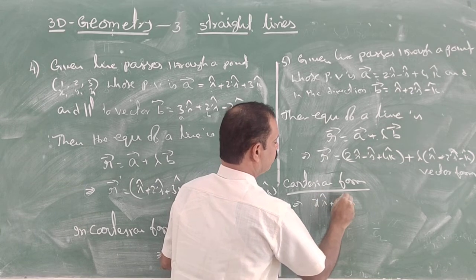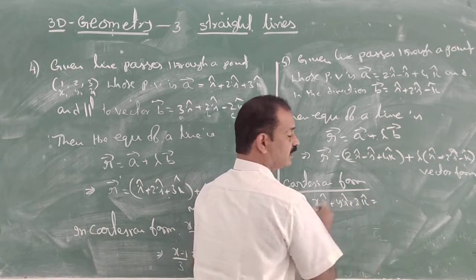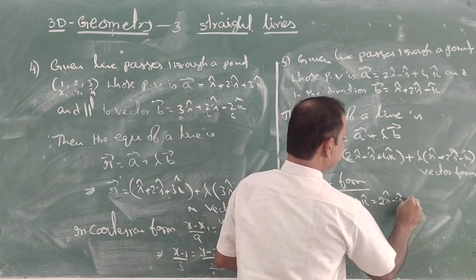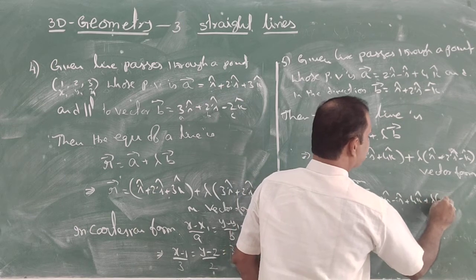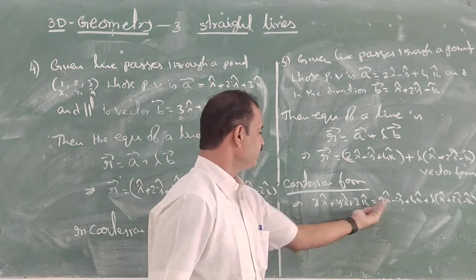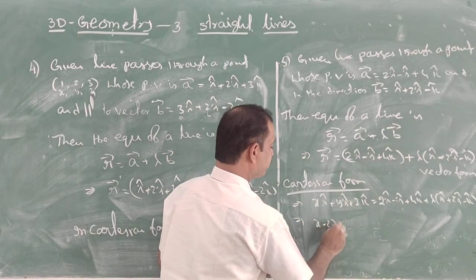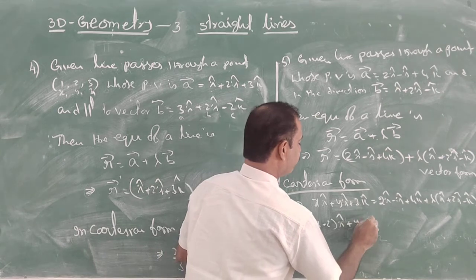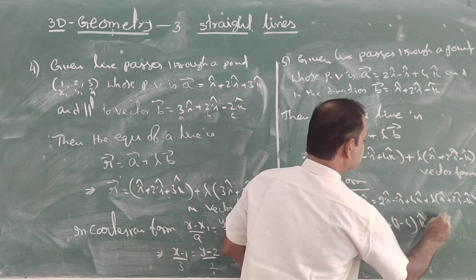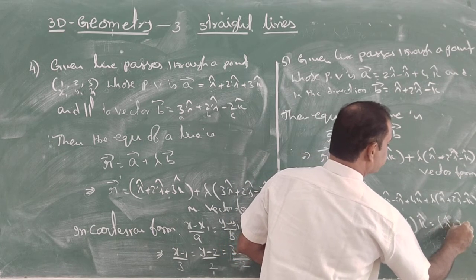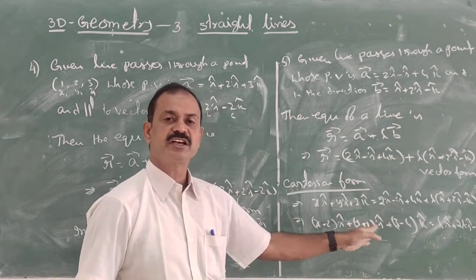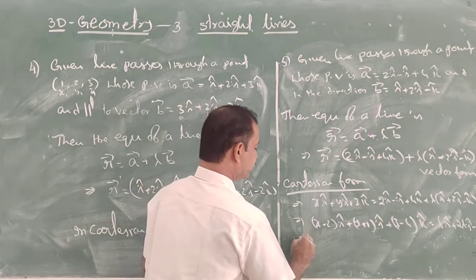xi plus yj plus zk is equal to 2i minus j plus 4k plus lambda into i plus 2j minus k. Bring this to one side, this will become x minus 2 into i plus y plus 1 into j plus z minus 4 into k is equal to lambda i plus 2 lambda j minus lambda k. When two vectors are equal, their corresponding components are equal.